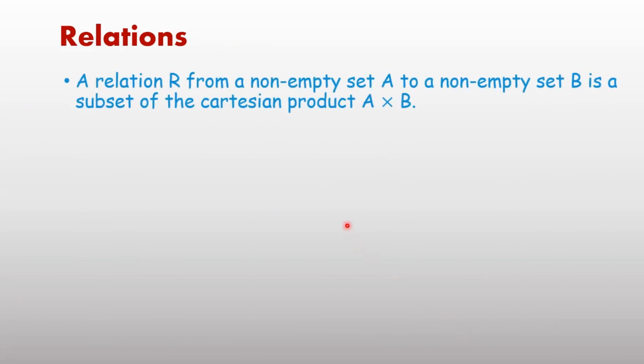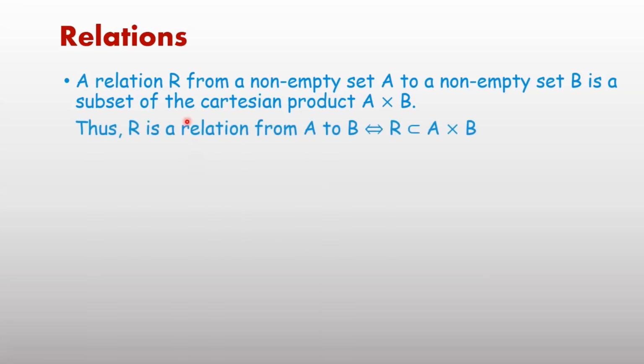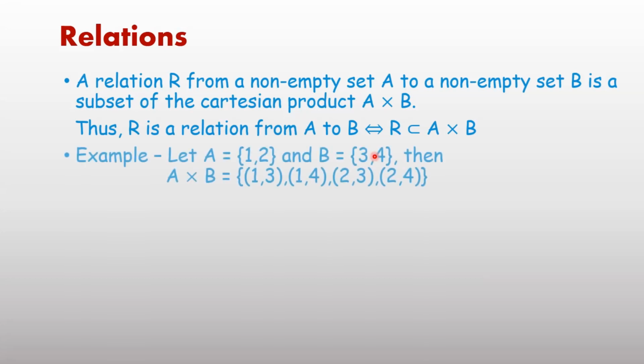Now, next topic, relations. A relation R from a non-empty set A to non-empty set B is a subset of Cartesian product of A cross B. Remember, relation means subset of A cross B. If any two sets A and B are given and asked to write the relation, easily you can write any subset of A cross B, that is the relation from A to B.